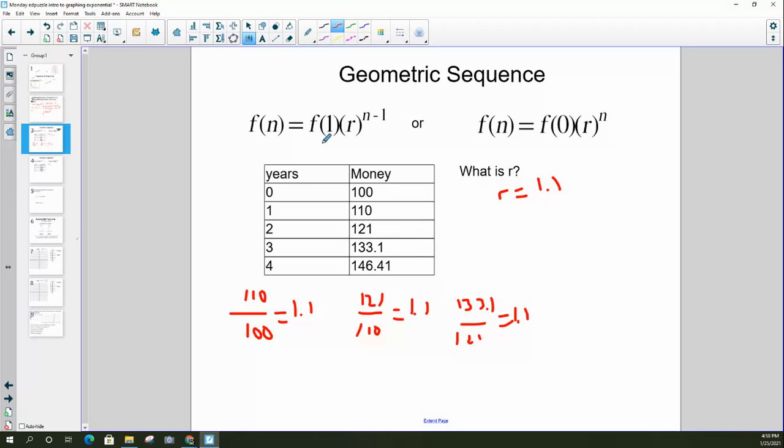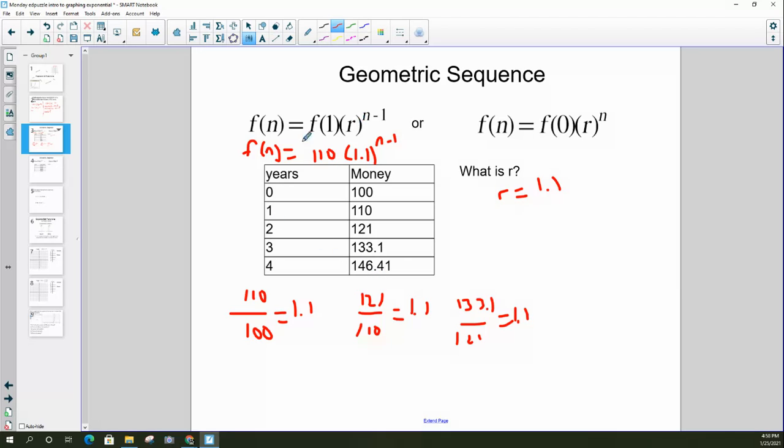All right, so if the next question was to turn this into an explicit formula, or explicit equation, what would we do? Well, we have two options. We could use f of 1, which is 110, so let's do that first. f of n equals f of 1, which is 110, times r, which we just found was 1.1, to the n minus 1. This would be the explicit formula for this sequence.